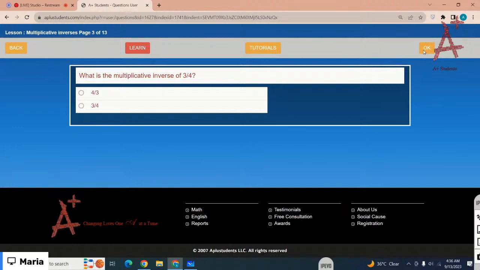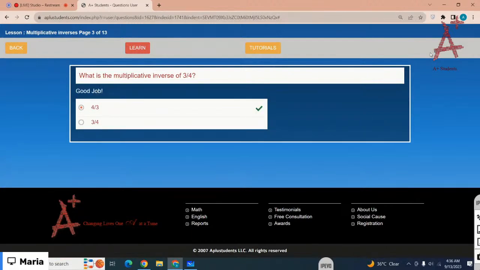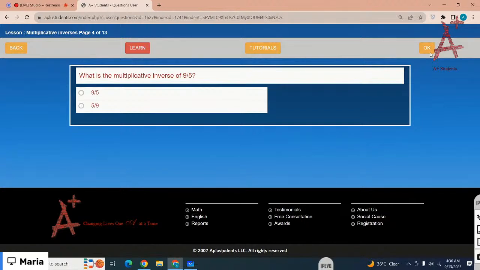What is the multiplicative inverse of 3 over 4? Yes, very good. For 3 over 4, the multiplicative inverse is 4 over 3, right? What is the multiplicative inverse of 9 over 5? Which is the correct option? Yes, that would be very good. 5 over 9. You just have to switch numerator and denominator, right?